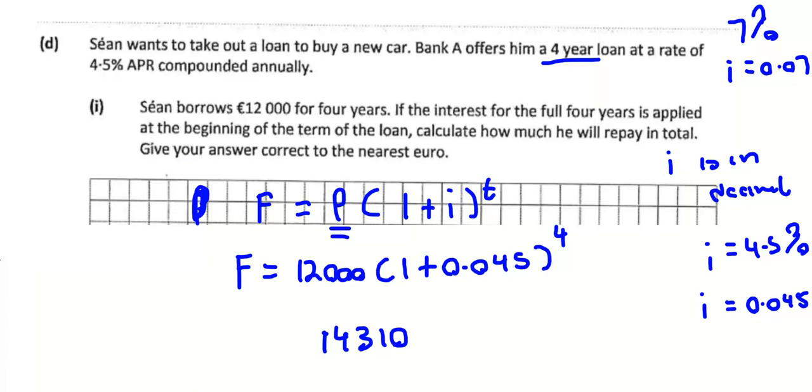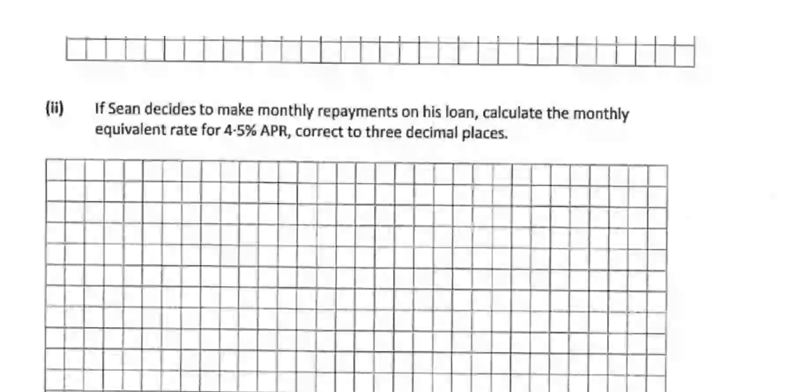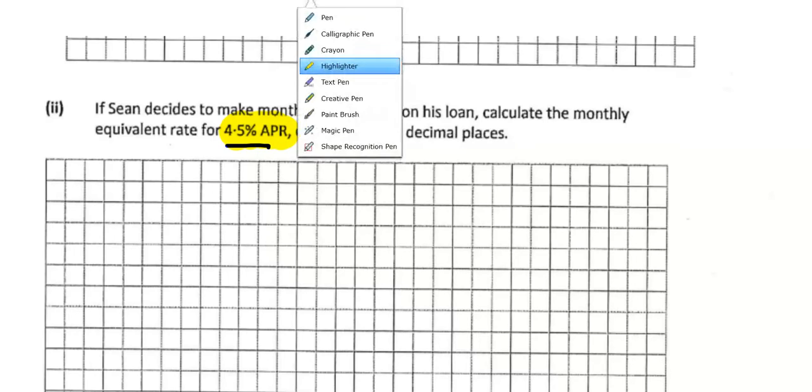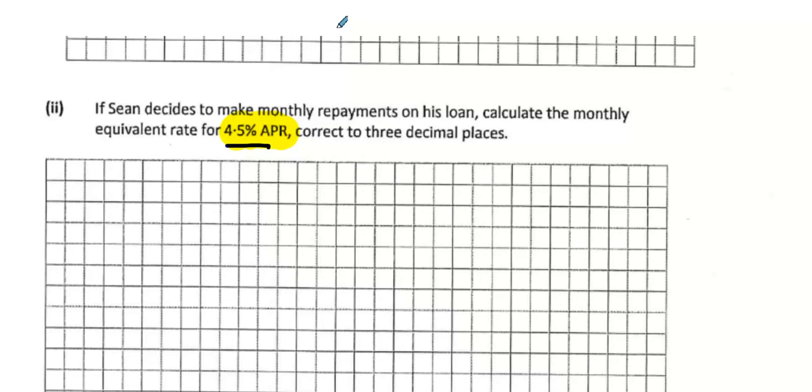Now, D part 2. This is really difficult. If Sean decides to make monthly repayments on his loan, calculate the equivalent APR. Lads, very few of you are getting this question now, but I will try and explain it. Okay, but we'll give it a go. Ready for this? Okay, guys, look at this. Instead of charging you yearly, they're going to charge you monthly.